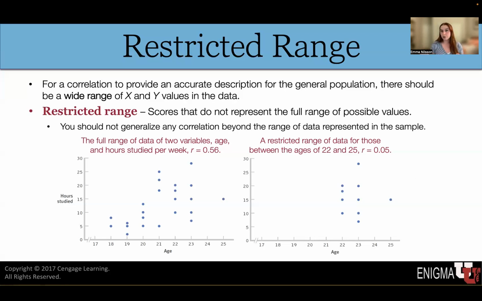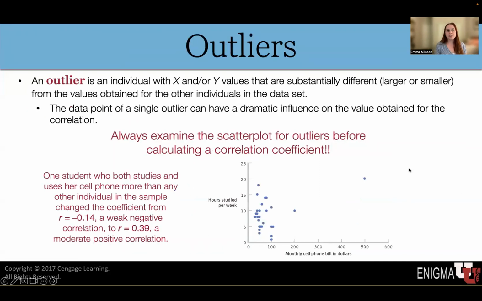The opposite could also be true. Sometimes you can have a subset of your data, a restricted range, that makes it look like there is a correlation, but then when you widen your lens and use the whole data set, you can see that there was actually no correlation or less of a correlation to begin with. So it's always better to have more data. And just remember that when you're performing your research studies, if you have a restricted range, you cannot generalize your correlation results. The third thing we're going to talk about is looking for outliers in your correlation data.